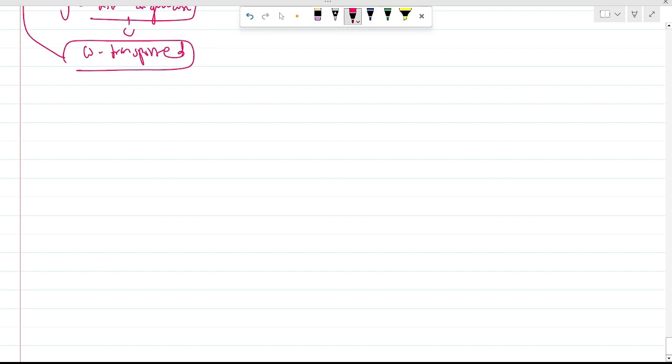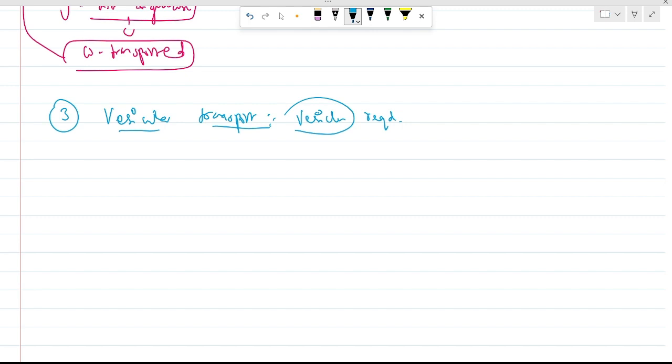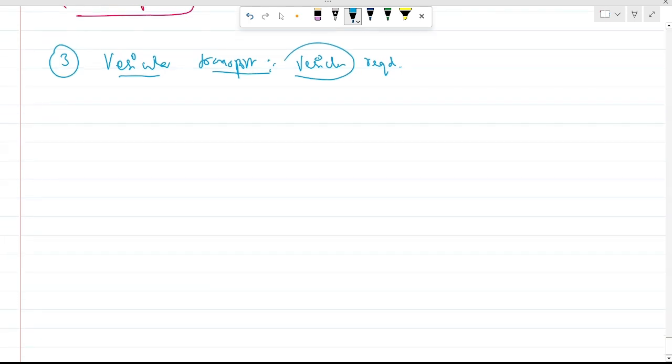Now we are going to discuss a special type of transport here, which is called vesicular transport. Obviously from the name, vesicles are required. We know from the cell organelle discussion where vesicles are found: the Golgi apparatus. In this vesicular transport, vesicles are required.